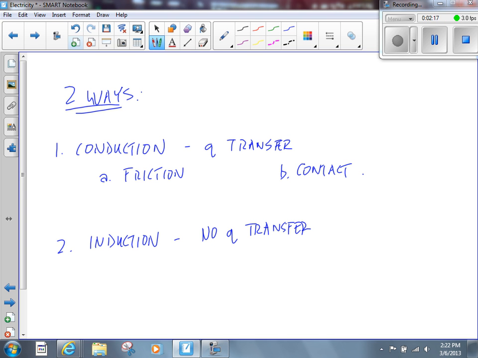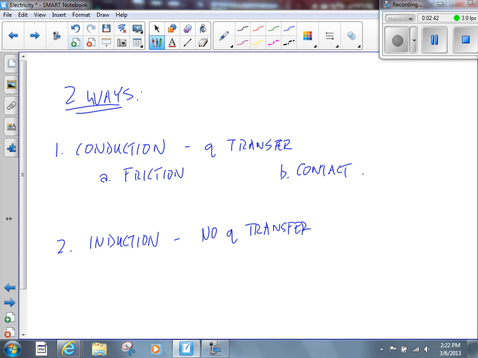Yeah, good. Friction is when you rub two things together. And then those two materials that you rub together have to be dissimilar materials. That means they have to be materials that are different. One object will gain electrons, one object will lose electrons. Okay, one object becomes negative, the one that gains electrons, the one that loses electrons becomes positive. Okay, that's charging by friction. The kinetic energy from the rubbing causes the electrons to leave and go to the other one.